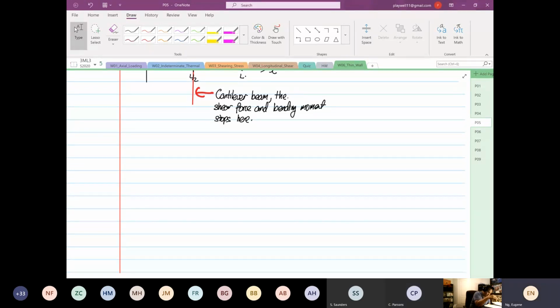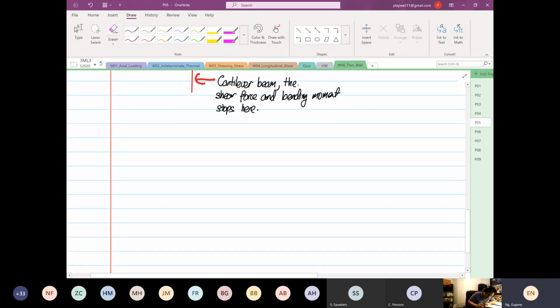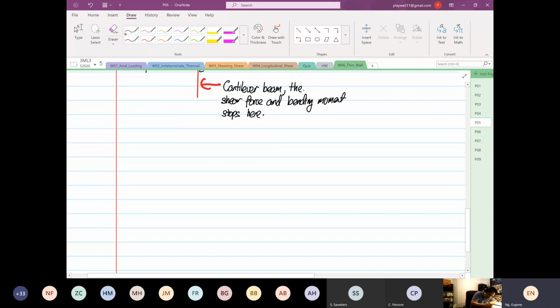No, that's not the right answer. Okay, but let me explain what's going on first. So let's look at symmetrical bending. What is symmetrical bending?